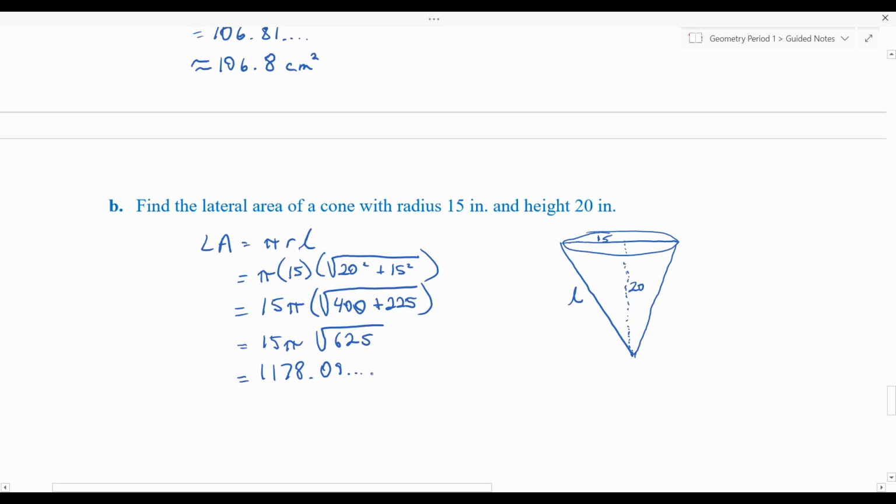Now in here, it doesn't say again to round it to anything, but we're dealing with whole numbers now, so we're going to round this to the nearest whole number. So this is approximately 1178. Our units are in inches, so this is going to be 1178 square inches.